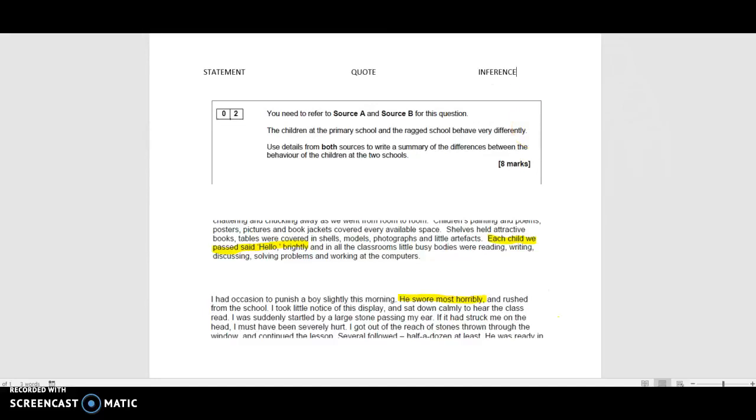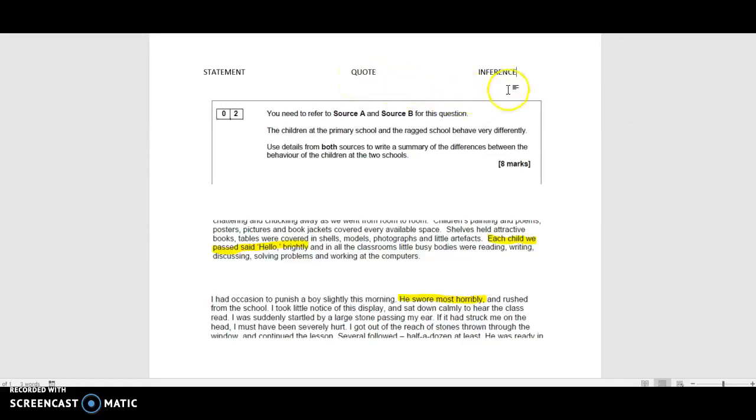So the first thing we're going to do is state those differences and include quotes as evidence. So this might go something like, in source A, the children at the school seemed very polite as they said hello brightly to the inspector as he passed by them. However, in source B, the children seem badly behaved, as it says that one of the children swore most horribly. Okay, something like that. So I've put a statement of the differences and I've included my quotes.